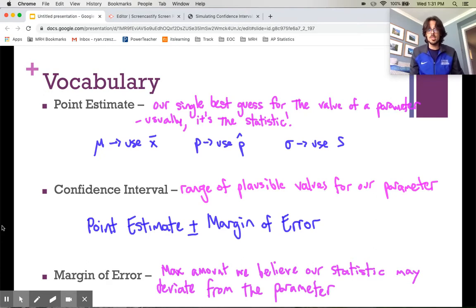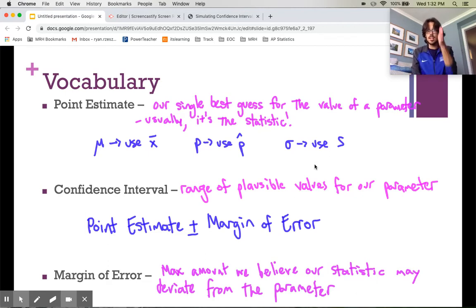Remember, the point estimate is just your best guess for what you think the parameter is going to be. And usually you just use common sense when you're deciding your point estimate. You use the statistic version of the parameter that you want. So if you're doing a problem on mu, well, x bar is the logical choice for your point estimate. If you're doing a p problem, you would use p hat as your estimate, and if it's sigma, you would use s. So you start out with the statistic. If you had to guess something, you would guess that statistic.